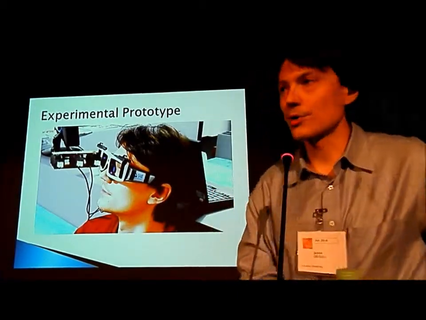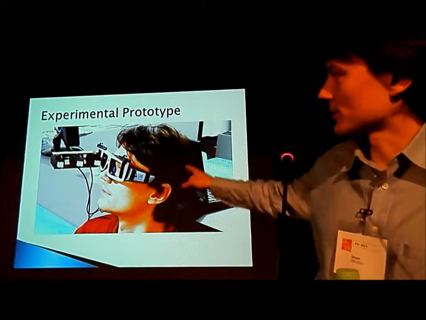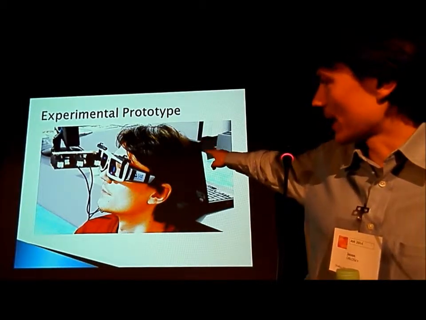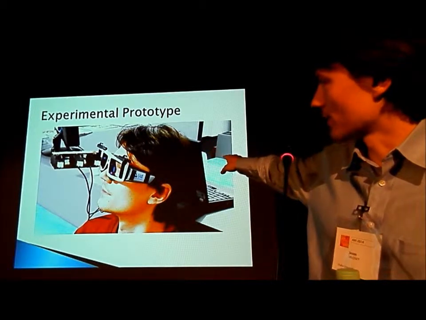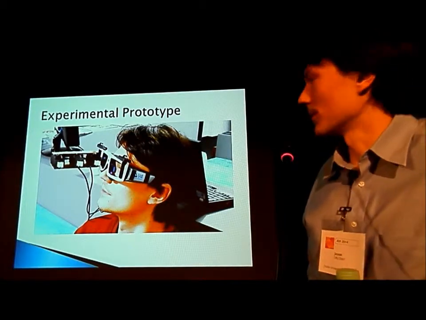So this is what the prototype looks like. It's a little bit bulky, but you can see on the left we have 3 different focal planes. They're attached to the 3D printed tracker to the SMI goggles, and this is how people took the experiment.